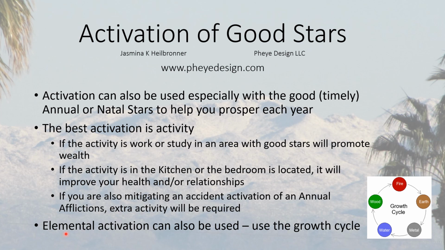You can also use elemental cures to activate. These are best, I think, used more for a natal chart than an annual chart. The only thing I wouldn't do is try to activate an Earth star, because that means you need fire. So the growth cycle is clockwise. If you remember, the weakening cycle is counterclockwise. Since the thing to grow Earth is fire, and this is real fire, real flame, this is really dangerous. You never want to leave a flame unattended, because you can burn down your house. It's better to activate the Earth with activity in the area.